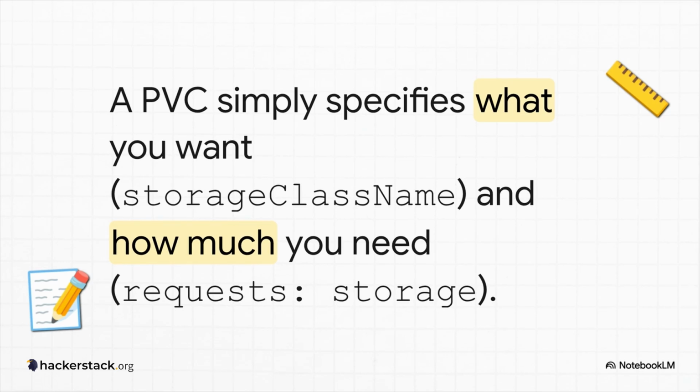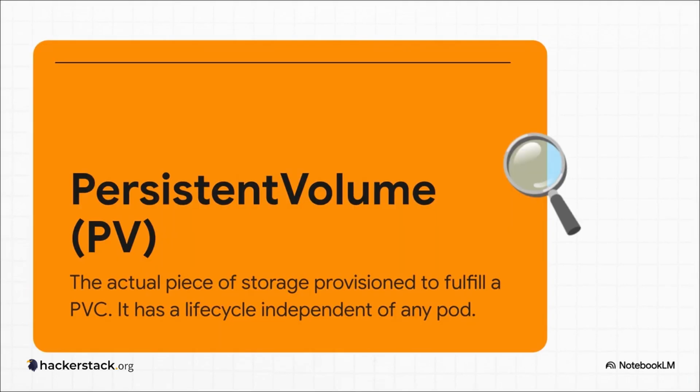Kubernetes handles all the messy details from there. And finally, the system delivers the dish, the persistent volume, or PV. This is the real piece of storage that got created just to satisfy that user's order. It now exists as its own resource inside the cluster, all ready to be used.